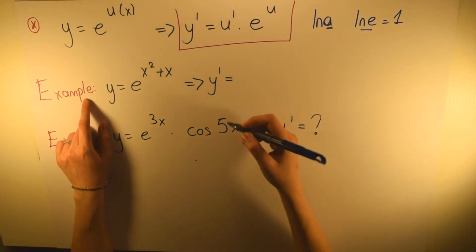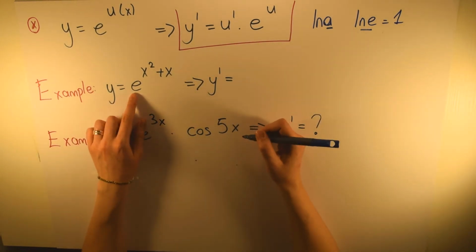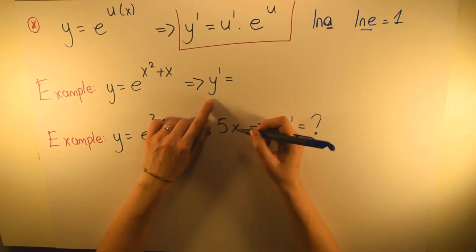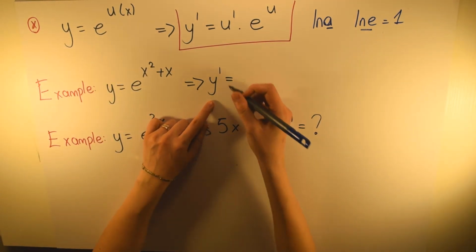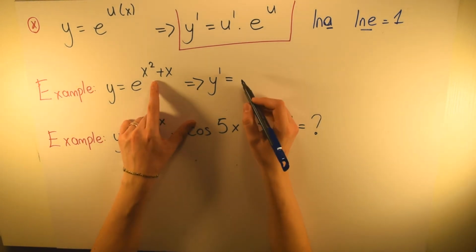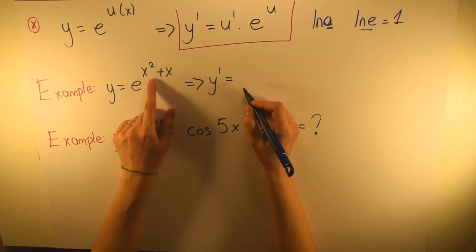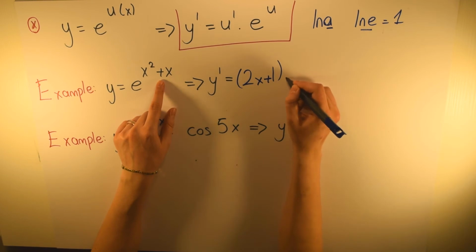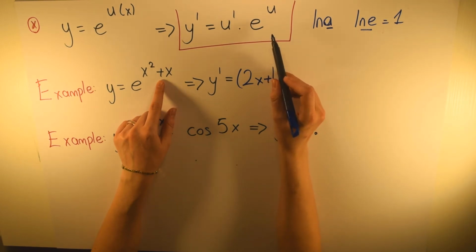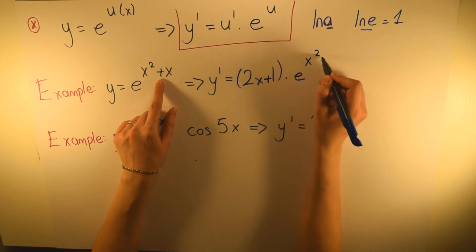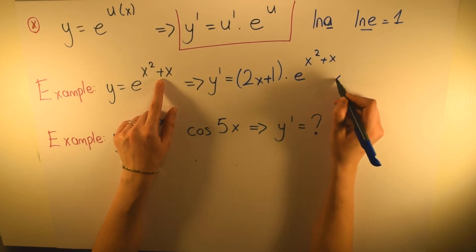So let's look at this example. Here we have y is equal to e to the power of x squared plus x. So what's its derivative? Let's apply our formula. Here it's the derivative of u, which is equal to 2x plus 1, okay, times e to the power of u. So here it's e to the power of x squared plus x.